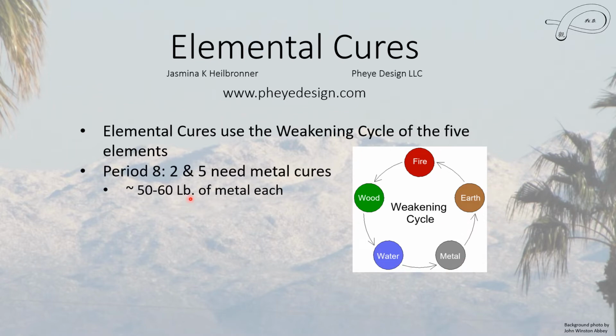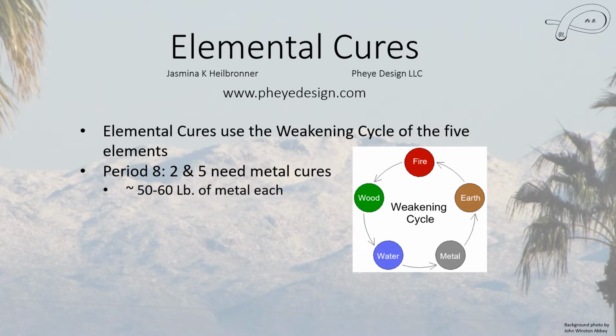In period 8, and we're still in period 8 at the time of this recording, the 2 and the 5 are by far the worst stars. They happen to be earth element stars, both of them, so they need metal cures. And you need a fair amount of weight, 50 to 60 pounds for each number 2 or number 5 you have in either the facing or sitting locations of your flying star chart. And this could also be your annual star too.